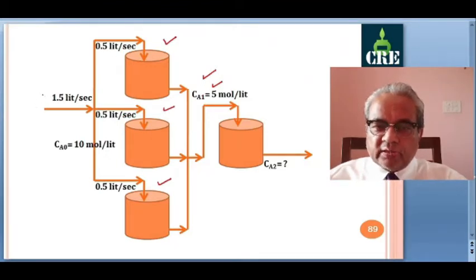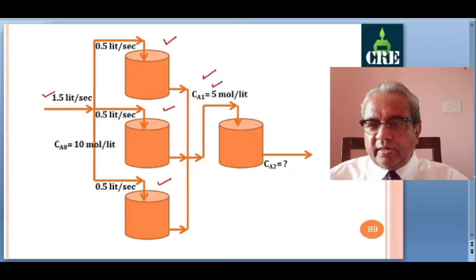So we split this 1.5 liter per second feed into equal volumes. So we split this into equal rates 0.5, 0.5, 0.5. Ca0 is 10. So exit streams will have same conversion. So Ca1 will be equal to 5 moles per liter, and we add this exit stream, it will have same concentration. And in this reactor, it will be fed at 1.5 liter per second. And entering value of Ca is 5 moles per liter, and this Ca2 we can find out.